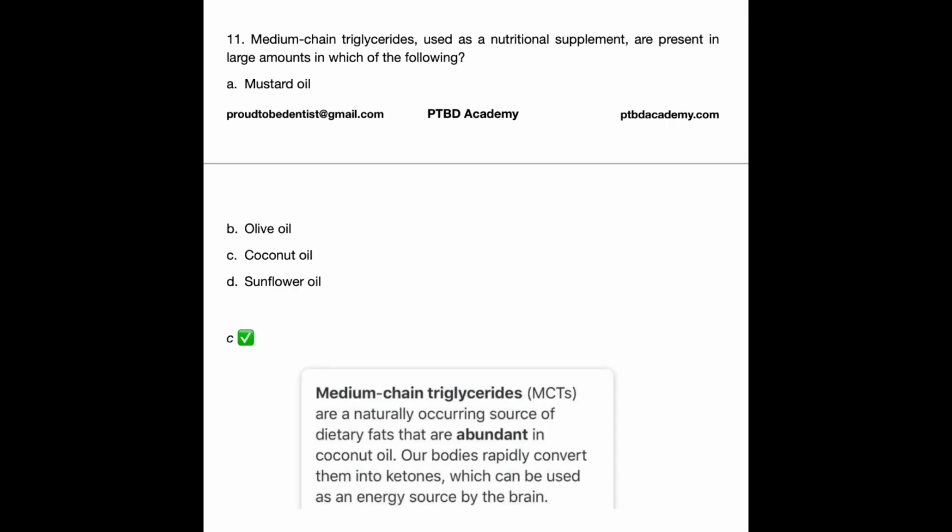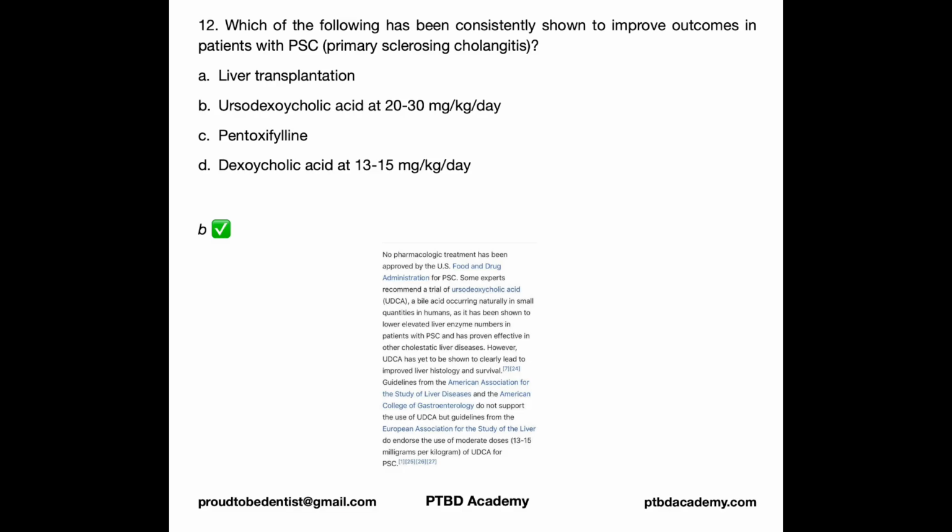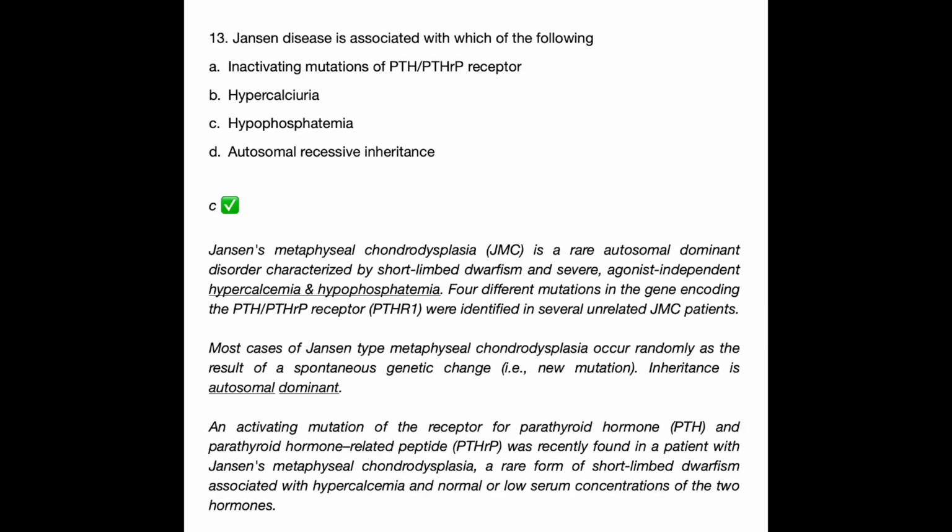11th question, medium chain triglycerides used as a nutritional supplement are present in large amounts in which of the following? Coconut oil is the right answer, as evident in the explanation. 12th question, which of the following has been consistently shown to improve outcomes in patients with primary sclerosing cholangitis? Option B, UDCA, is more appropriate among the given options based on the explanation. 13th question, Janssen disease is associated with which of the following? Option C is the more appropriate answer. You can find the relevant explanation as to why we need to exclude the rest of the options.